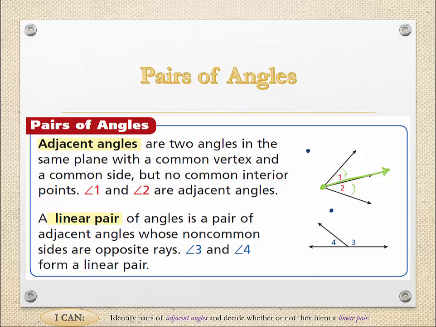A linear pair is a pair of angles, so two angles that are adjacent whose non-common sides are opposite rays. So angle 3 and 4 here represent a linear pair. Basically, they make a straight line. The exact definition says that we have the non-common sides, so this one and this one make opposite rays. That's one of those words that we learned right in the beginning that we're going to keep building on. So they make 180 degrees all the way across.